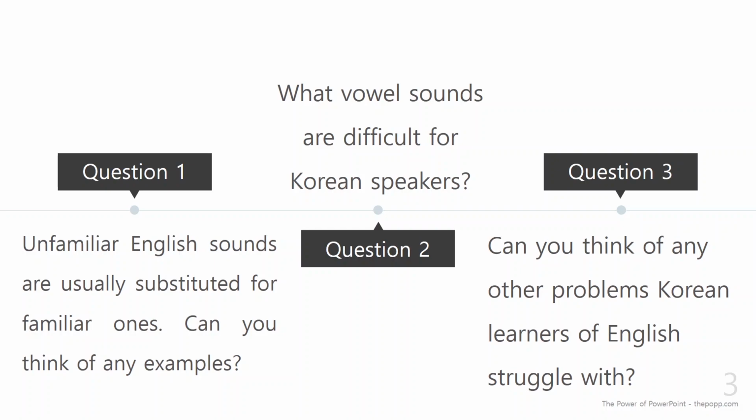So there are some sounds we have in English that we don't have in Korean. So we have to substitute them. Can you think of any sounds we have in English but not in Korean? There's several, actually. So, of course, one is the F sound. We don't have that. So, what's the usual substitution?